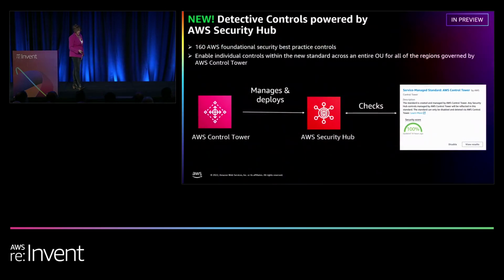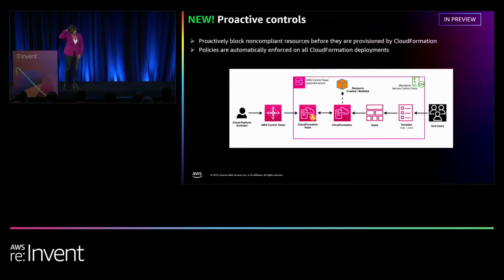Okay, let's see. So our proactive controls here. What happens with a proactive control when it's enabled? As I mentioned, the underlying mechanism is a CFN hook with a CFN Guard policy in that hook. So what happens when you enable a proactive control is Control Tower is going to implement that CloudFormation hook across your environment. It's going to register the CloudFormation hook, and then it's going to inspect any CloudFormation deployment you have against the policies that are in that hook.